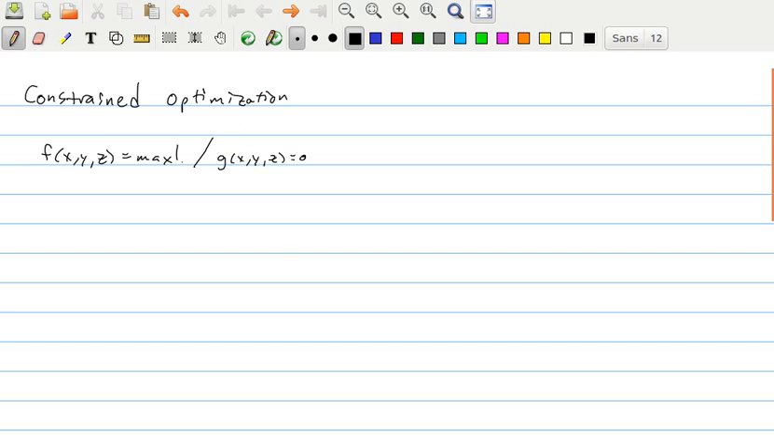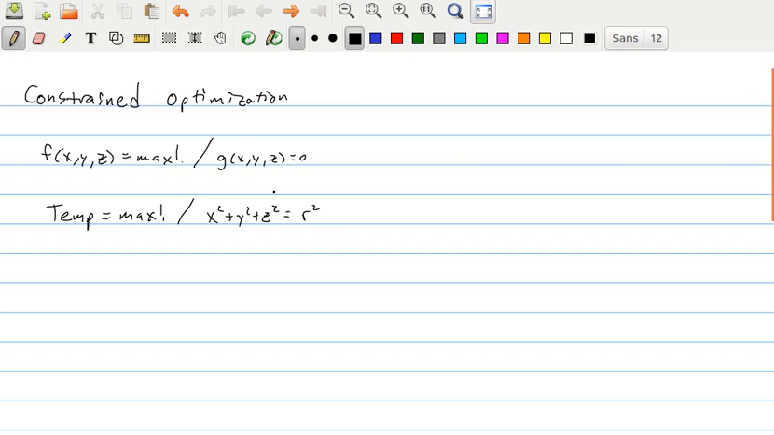We're now going to look at constrained optimization. What that means is we've got some function that we're trying to maximize. So say we can write this as f of x, y, z is maximum or minimum subject to some constraint, usually written as g of x, y, z equals 0. So for example, this might mean finding the maximum temperature subject to, say, being on the surface of a sphere, where x squared plus y squared plus z squared equals whatever the radius of your sphere happens to be.